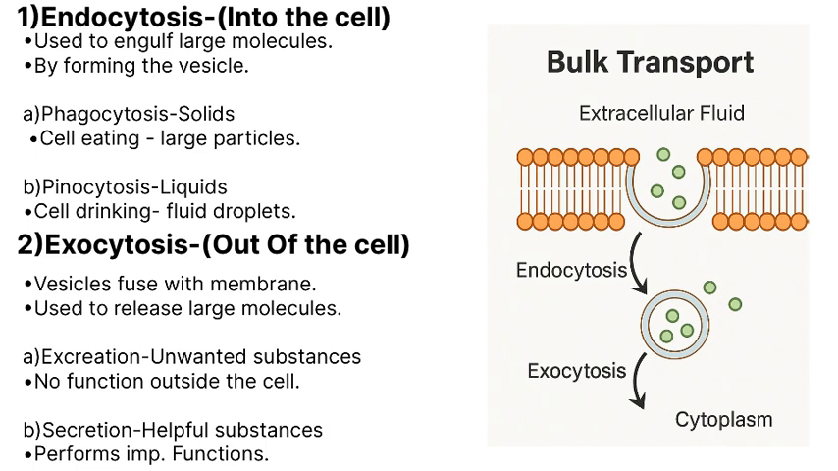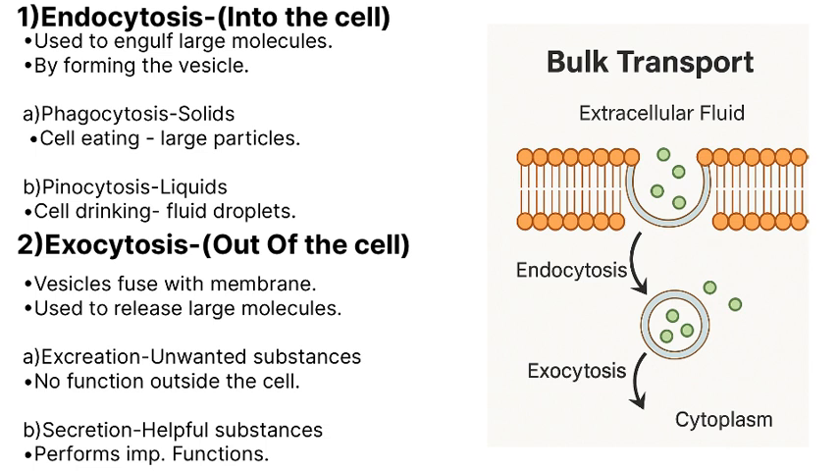Now we will move to bulk transportation for the larger molecules, where we will see their structure, types and examples. So let's begin. As I said, bulk transportation is used for the movement of large particles or a large volume of fluid or molecules across the cell membrane using vesicles. They are of two types, endocytosis and exocytosis. First we will discuss endocytosis, into the cell.